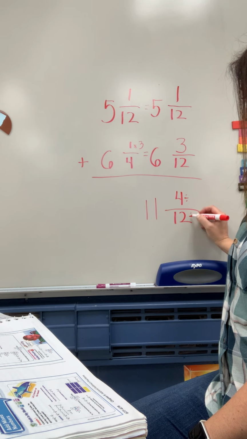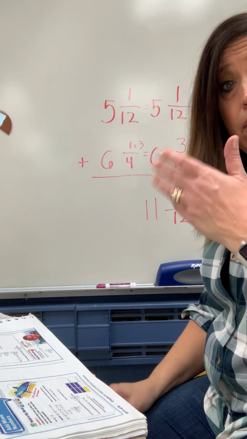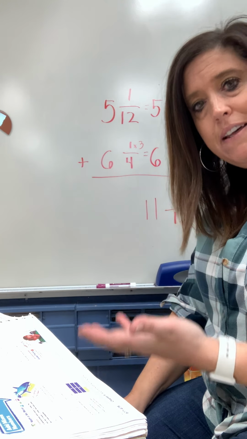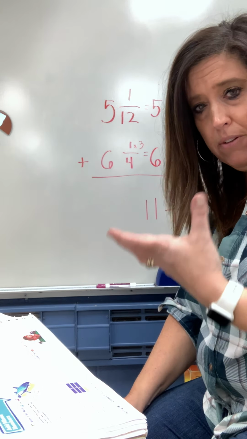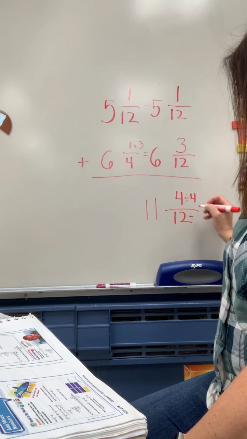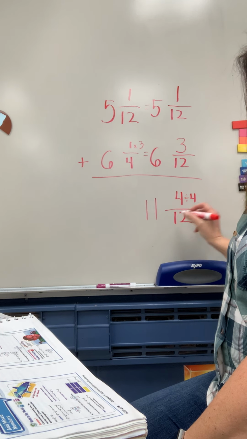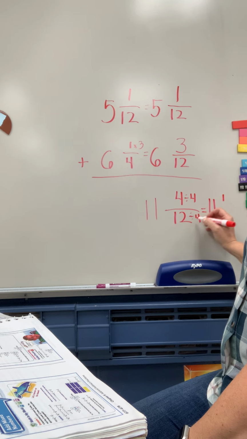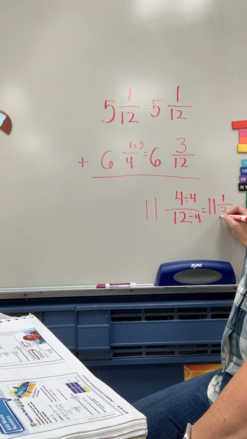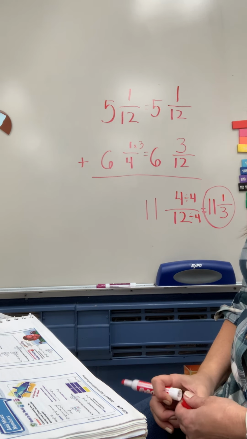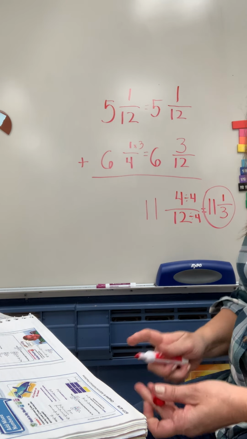Some of you might say, yeah, I can see right away you can simplify it by 2. When you do that, you would get 2/6. Then you would say to yourself, can I simplify that again? And you can. You can also simplify that again by 2. I also can see right off the bat that I can simplify it by 4. So here's my whole number I'm bringing over. 4 divided by 4 is 1. 12 divided by 4 is 3. So my answer would be 11 and 1/3. Hopefully that is helpful to you.